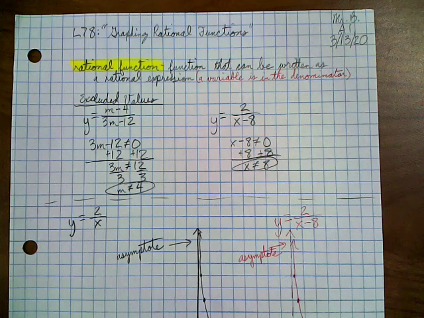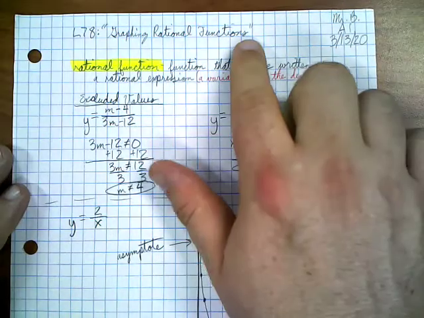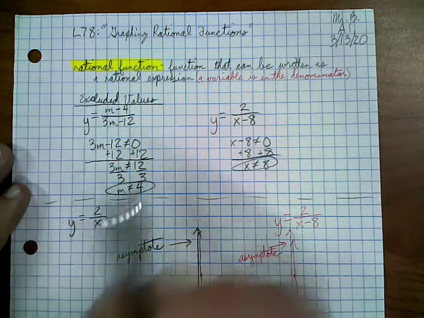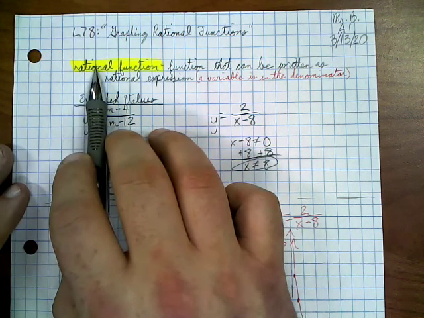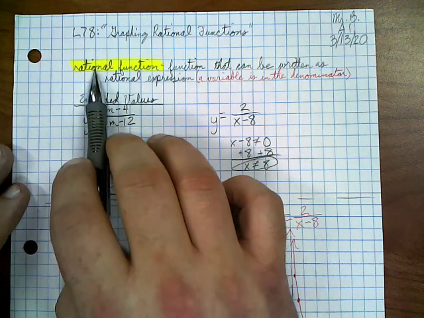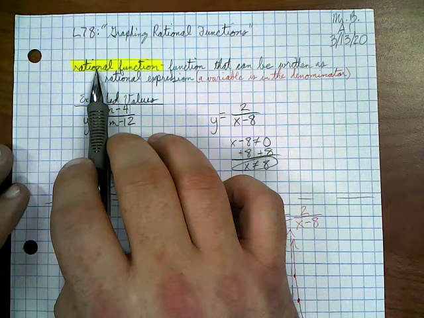This video is a review of Lesson 78 as well as continuing forward with a few more examples and a little more explanation. So Lesson 78 was graphing rational functions. Remember that when we hear rational, we should be thinking rational numbers. A rational number is any number that can be expressed as a fraction where the numerator and denominator are both integers, but the denominator is not zero.